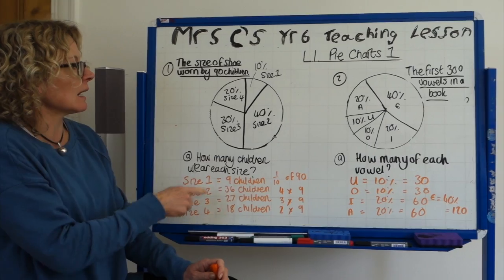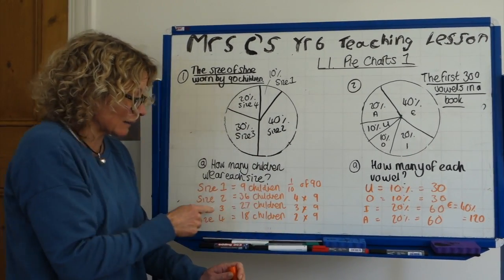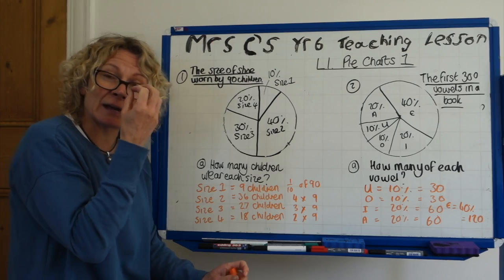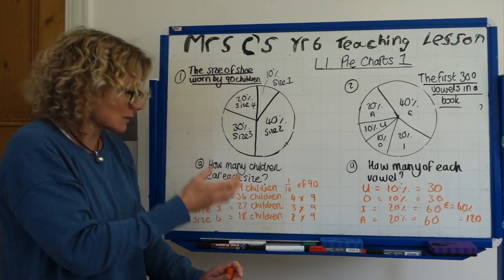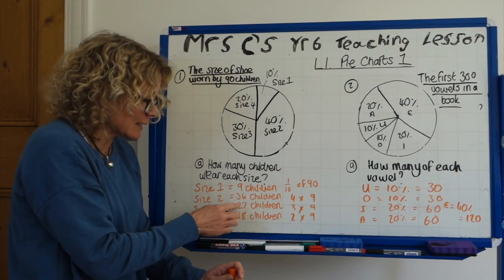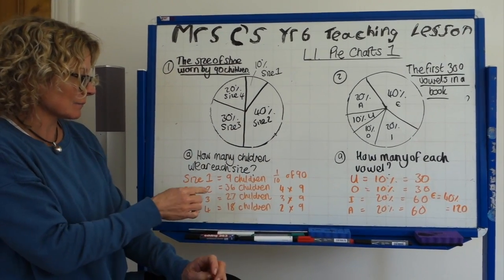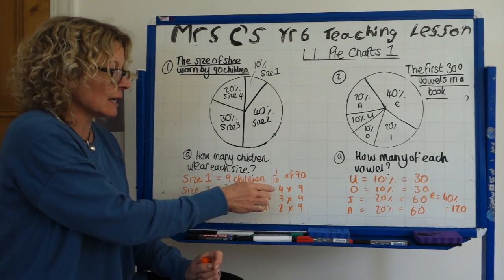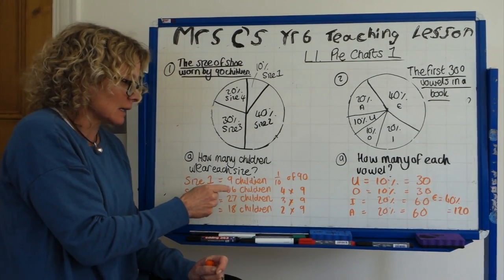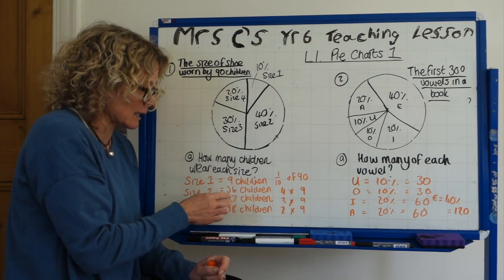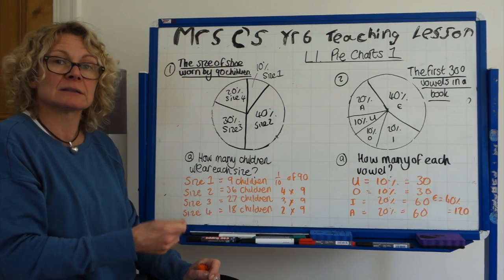And size 3 was 3 times 9 because it was 30%. And 9 is 10%, 9 children with 10%. So therefore, 3 lots of 9 is 27 children. That's 30%, okay? And then size 2 is 4 lots of 9, 4 lots of 10% of 90, which is 4 times 9 is 36. So they're the answers that you should have had.